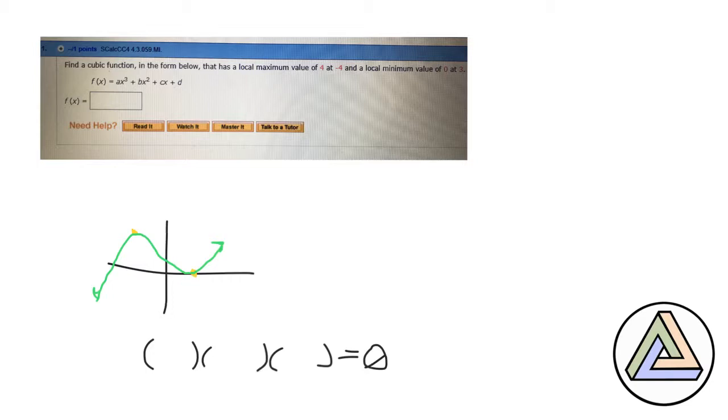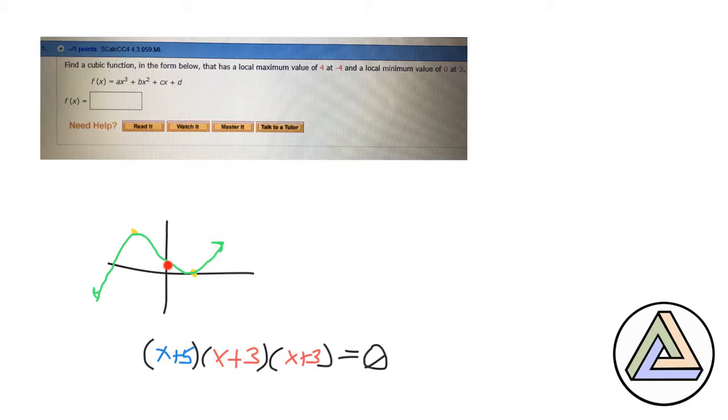So maybe there's something like x plus 3 and x plus 3, and then clearly this x value is -4, so this could be -5, so maybe this is x plus 5. And then you might be tempted to just multiply all of this across and you would end up with x cubed and so on, and then you might be tempted to just call it a day. But the problem is this.